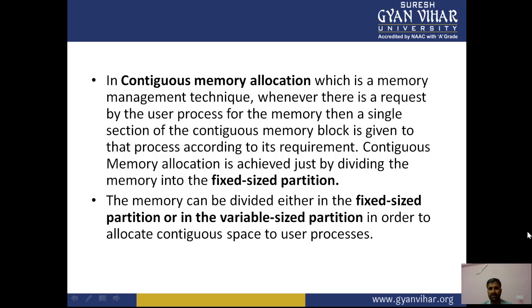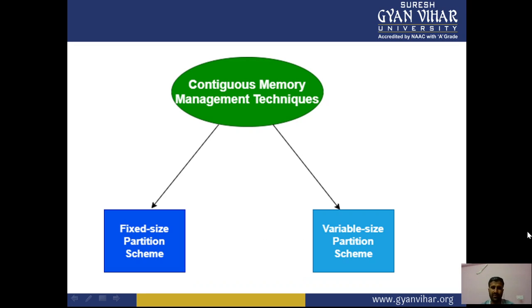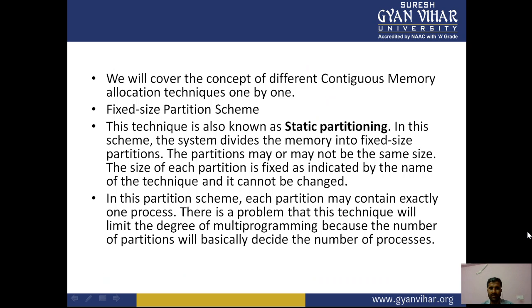Memory can be divided either into fixed size partitions or variable size partitions in order to allocate contiguous space to the user process. So we can divide it into two parts: one is the fixed size partition and the other is the variable size partition. So this is all about contiguous and non-contiguous memory allocation as well.